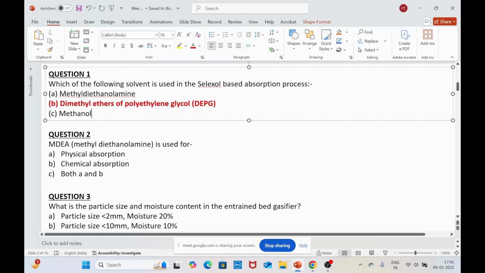But as we always do, we won't just stop with finding the right answer. We also look at what the other options mean. So what about the first one? Let's discuss the details of this absorption process. Methyl diethanolamine is basically used as a solvent. So what type of absorption process does it undergo?